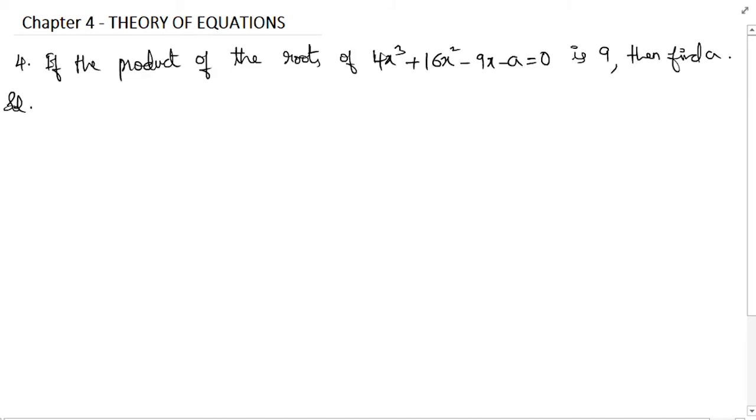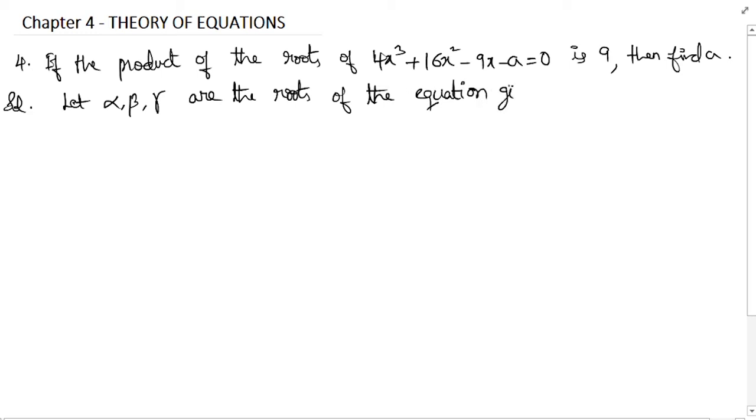Okay. So now the fourth one: if the product of the roots of 4x cubed plus 16x square minus 9x minus a is equal to 0 is 9, then find a. Okay, so given that the product of the roots of this equation is equal to 9. So let us suppose alpha, beta and gamma are the roots of the equation. Okay, let these be the roots of the equation given.